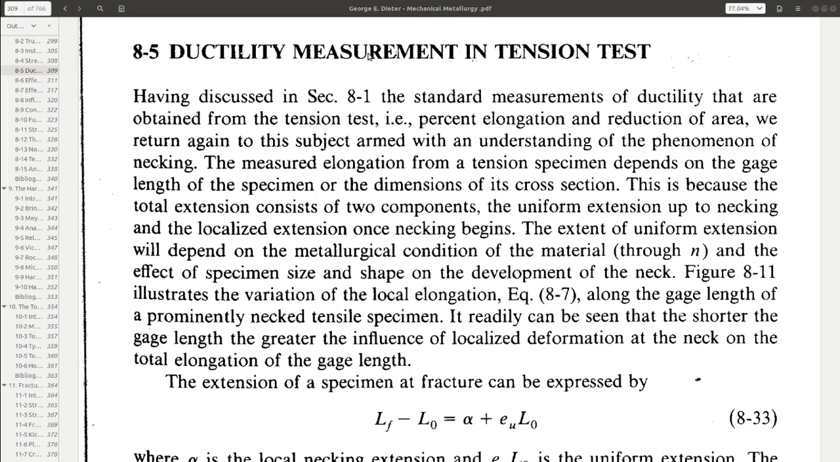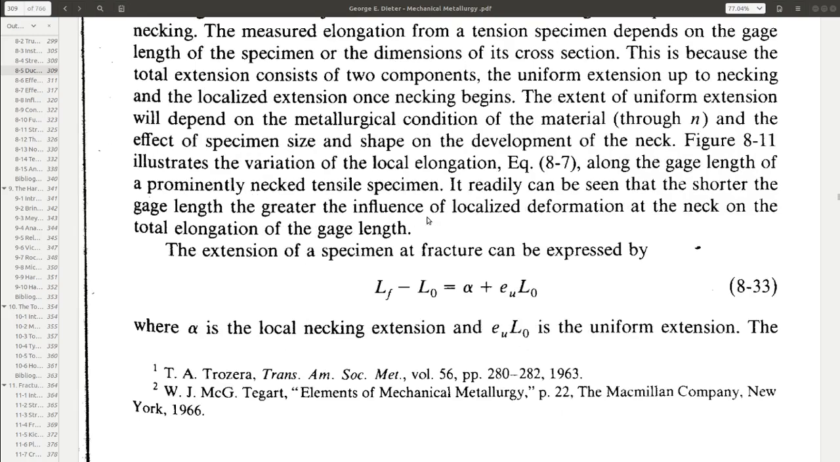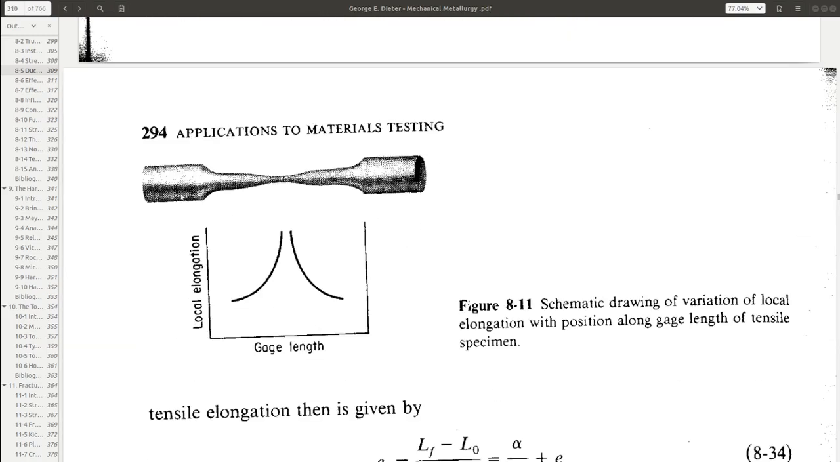However, in the ductility measurement, the way we measure in terms of percent elongation or reduction of area, the geometry will influence. That's what we're going to see in this video, and we'll also see how we are going to rectify that. So now let's look at this picture. This is the specimen, and from here to here is the gauge length, and somewhere here necking is happening.